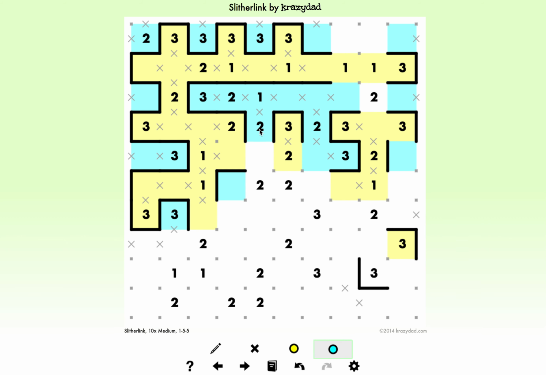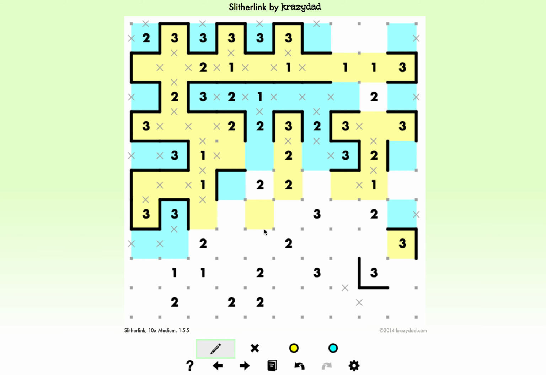Okay, so here's another 2 that has 2 yellows, 1 blue. Let's finish that blue. We have 1 yellow, 2 blues. Let's put down a yellow. 2 blues, 1 yellow. We need another yellow. And then I'm going to go back and finish these outside bits here.